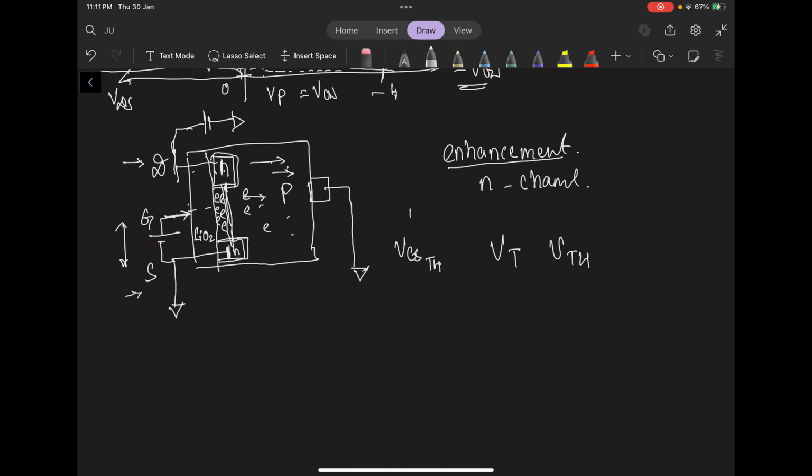Therefore, enhancement: since this channel is formed by the enhancement of voltage, positive VGS causes this enhancement. Therefore, the enhancement n channel, since this channel gets created and is made out of electrons or negative charge carriers. Remember that since this is only applying a field, these electrons won't be able to escape through the gate channel.